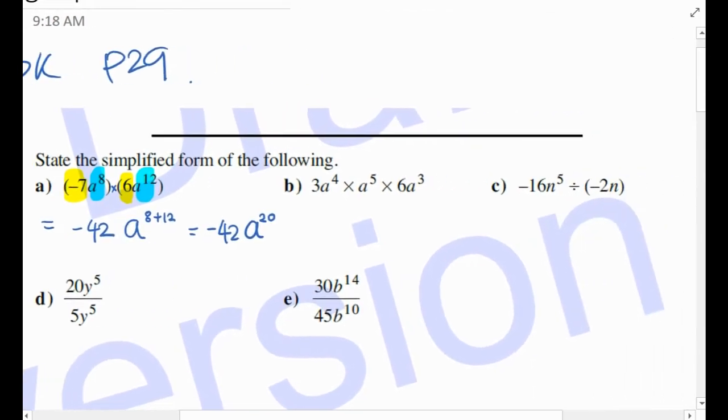Next, here, what you have to remember is 1 is hiding in front of A to the power of 5. Okay, right. So we're going to multiply 3 times 1 times 6. And that is 18. And now we're going to multiply the power. So remember everyone, when you multiply power, we add the exponents. So the answer will be 18 A to the power of 12.